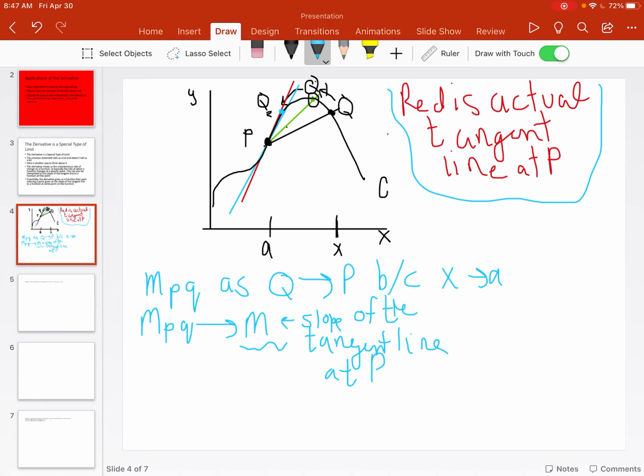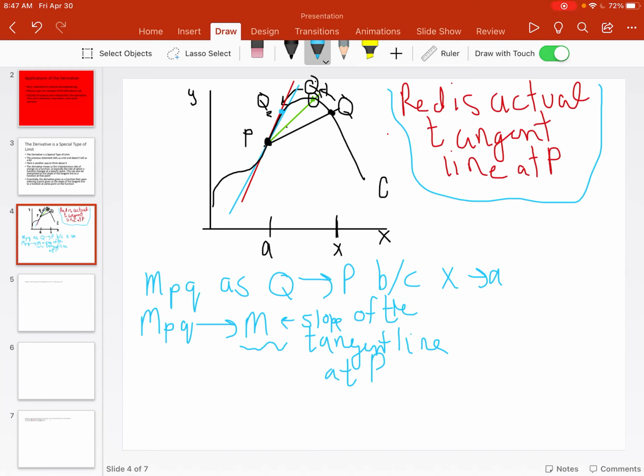So basically, in summary, as Q gets closer to P, the slope of the secant line gets closer to the slope of the actual tangent line at P. So as we get closer and closer, our secant line slope will basically end up being the slope of the tangent line at the point P.